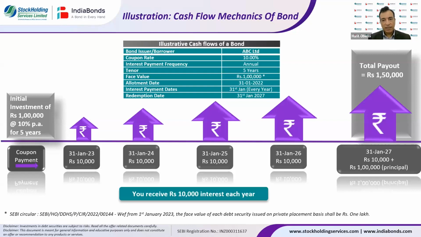Now what will happen is, since the interest payment frequency is annual, every year on 31st January for the next 5 years, the issuer will pay interest to the bond holder.